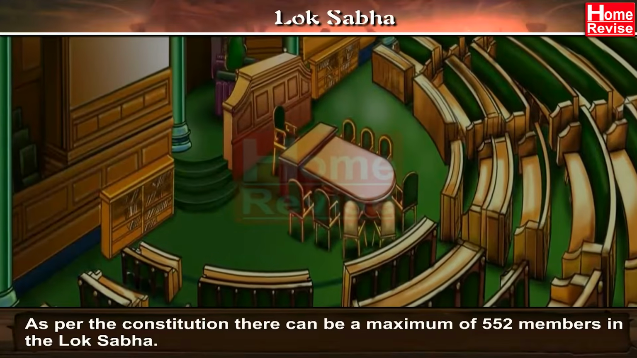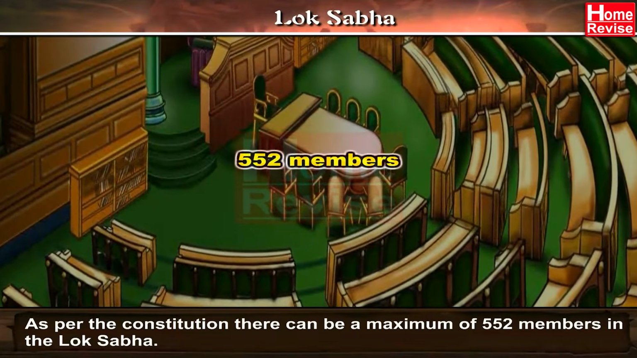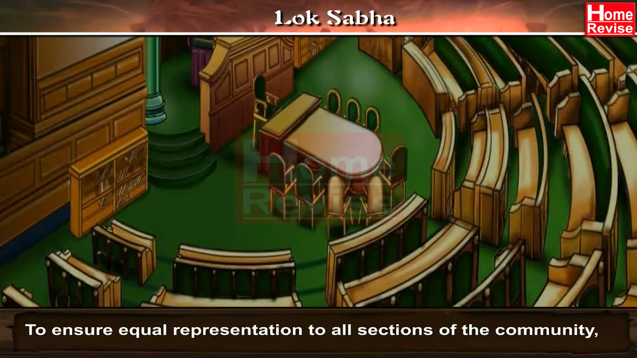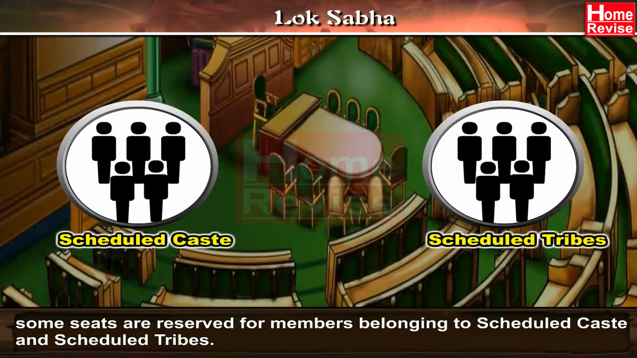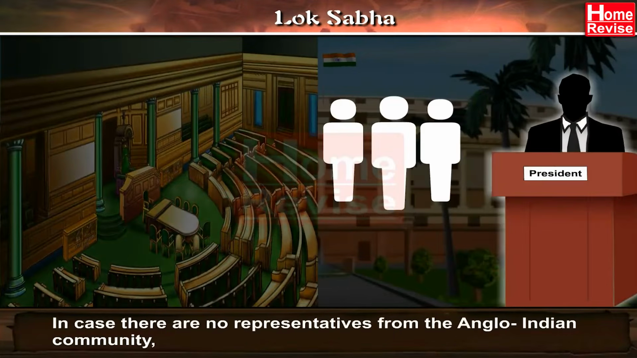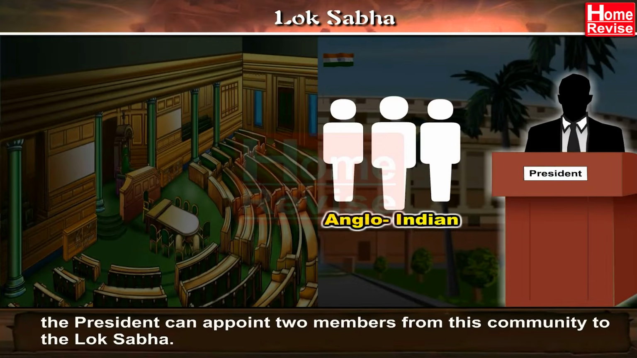As per the Constitution, there can be a maximum of 552 members in the Lok Sabha. To ensure equal representation to all sections of the community, some seats are reserved for members belonging to scheduled castes and scheduled tribes. In case there are no representatives from the Anglo-Indian community, the President can appoint 2 members from this community to the Lok Sabha.